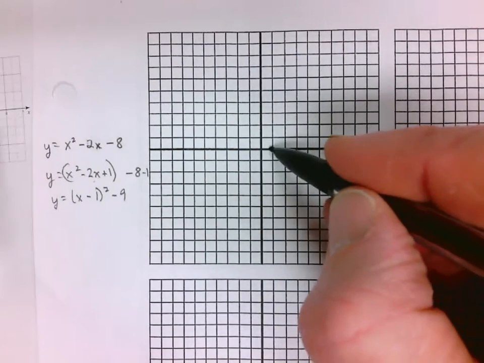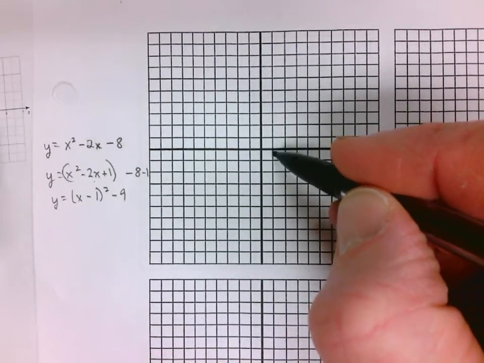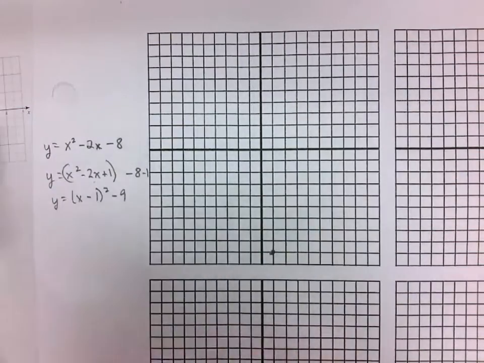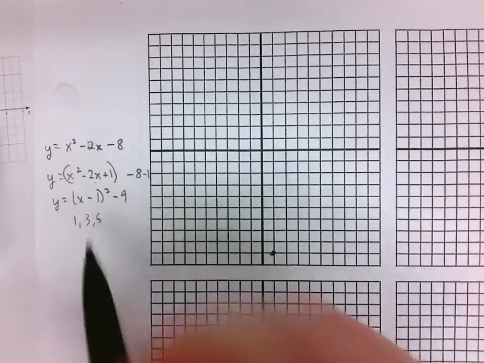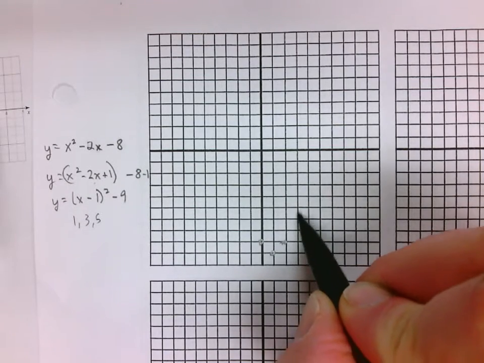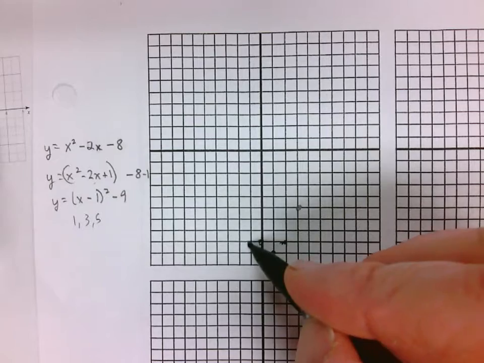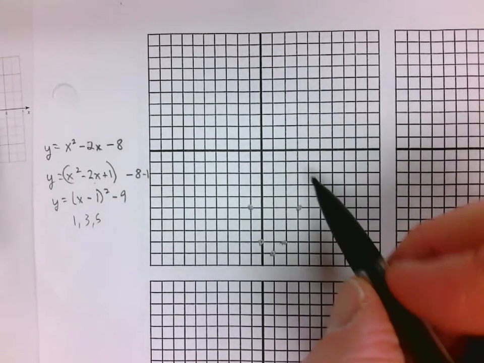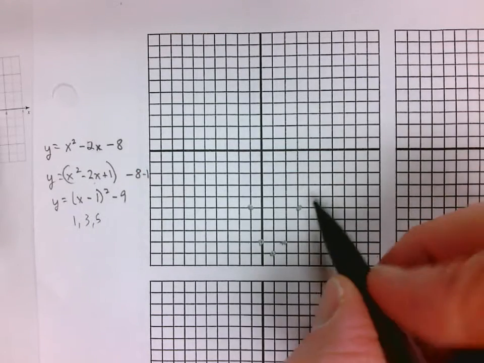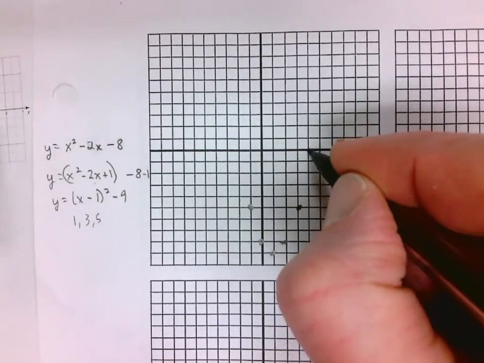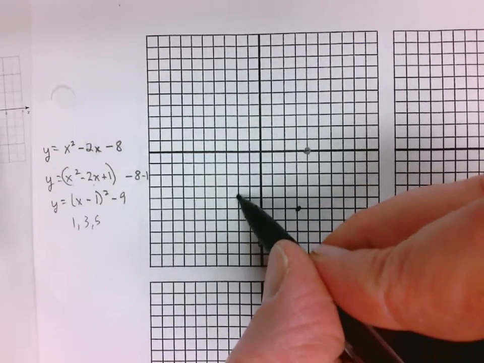So I have my vertex is at 1, negative 9. 1, 2, 3, 4, 5, 6, 7, 8, 9. And I have the 1, 3, 5 rule in effect. So I go over 1, up 1. Over 1, up 3. And then over 1, up 5. So over 1, up 1, 2, 3, 4, 5. Over 1, up 1, 2, 3, 4, 5.